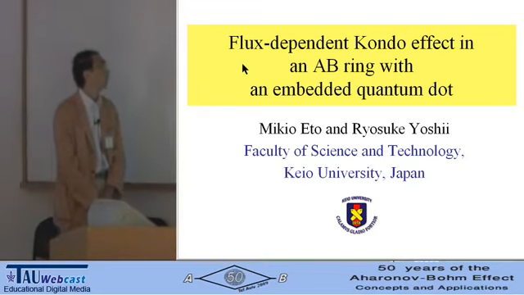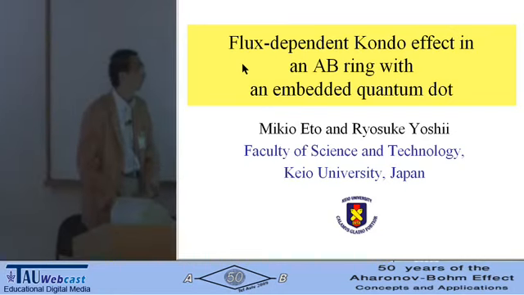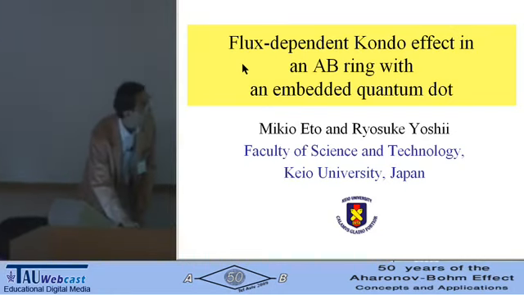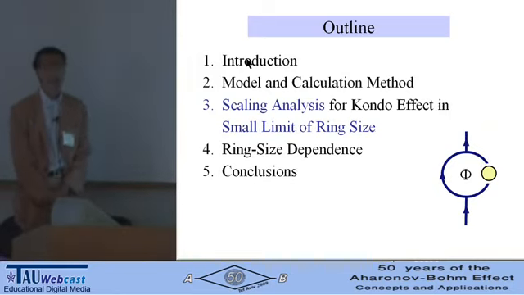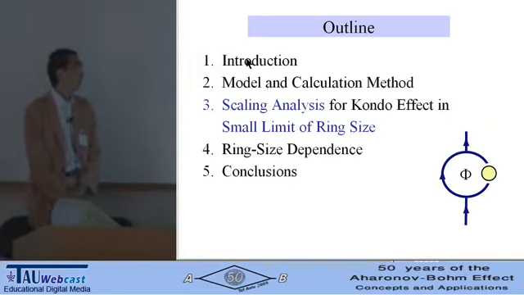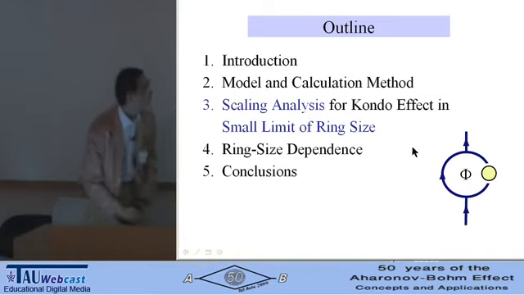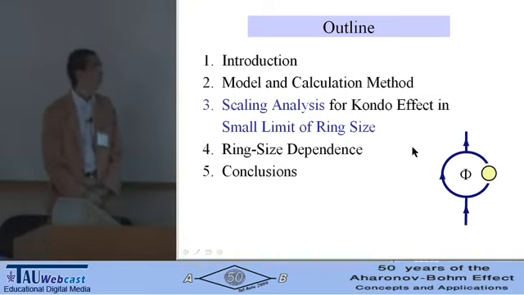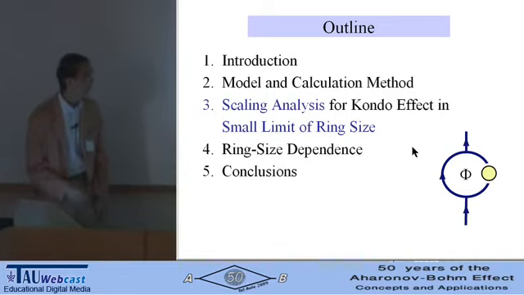I'd like to talk about flux-dependent Kondo effect in an Aharonov-Bohm ring with an embedded quantum dot. And this is the outline of my talk. After the general introduction, I will explain our scaling analysis for the Kondo effect in this system. First, in the small limit of the ring size, and then I extend our calculation to the finite ring size.